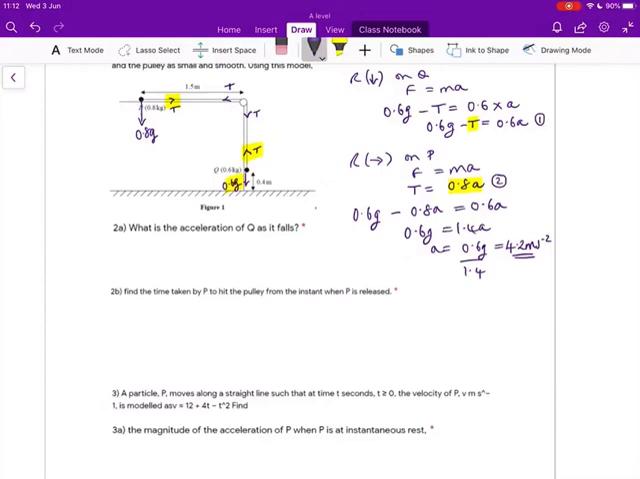Part B is slightly more difficult: find the time taken by P to hit the pulley from the instant when P is released. So to start with, P is initially at rest, and then it travels for a distance of 0.4 metres. At the point when it's travelled 0.4 metres, this is the point when Q hits the floor.